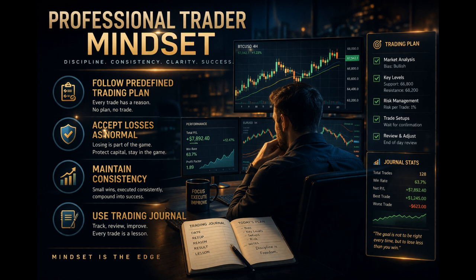By understanding common psychological mistakes such as overtrading, revenge trading, and FOMO, traders can develop the emotional resilience needed to operate effectively in financial markets.